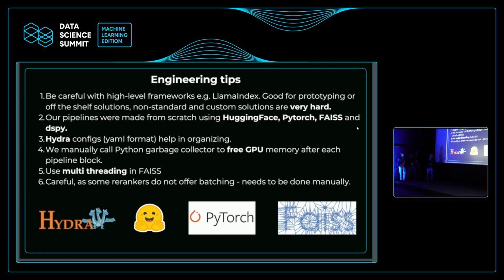Also, our pipelines are independent, I mean, each block is independent of the others. As one block finishes execution, we manually free the GPU memory, and thanks to this, we can fit larger batch sizes and also more powerful models. Also, if you look at libraries, it's always good practice to see if they support multi-threading, as FAISS does, because if you use that, you suddenly get an incredible performance boost.